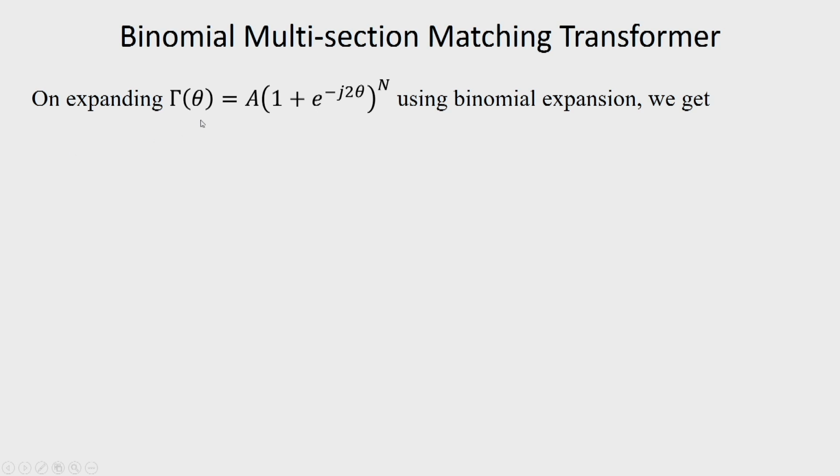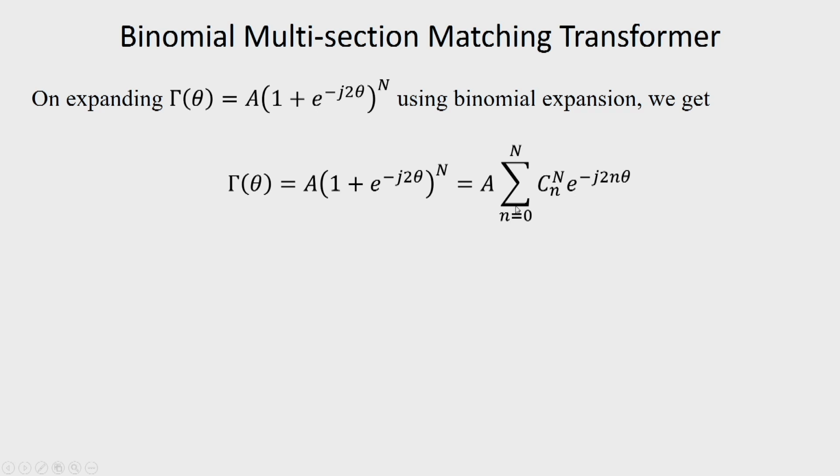Now, we can expand this expression (1 plus e to the power minus j 2 theta) raised to the power N using binomial expansion, and we can write gamma theta is equal to A times the sum of n equal to 0 to capital N of N C n e to the power minus j 2 n theta, where we are defining N C n as factorial N divided by factorial (N minus n) times factorial n.